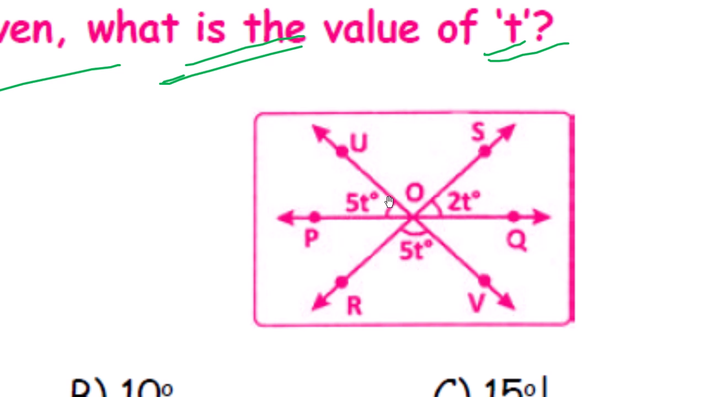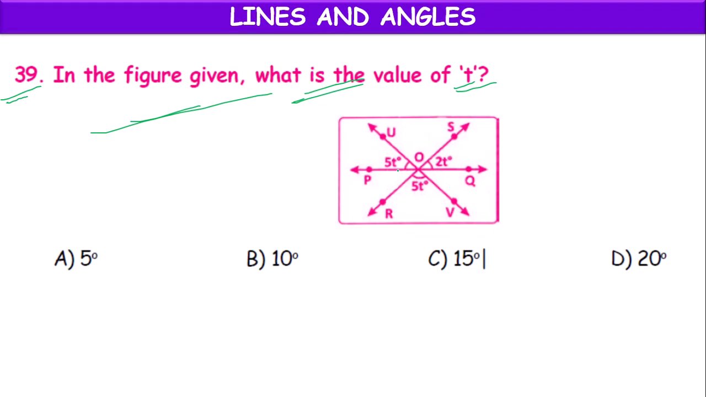But out of 6 angles, only 3 angles measures they have given. The other 3 will be vertically opposite to them. If this is 5t, this part will become 5t because vertically opposite angles are equal. If this is 2t, this part will become 2t. If this is 5t, this upper part will become 5t.